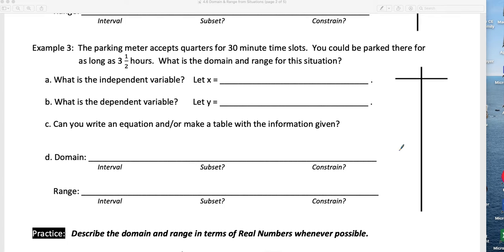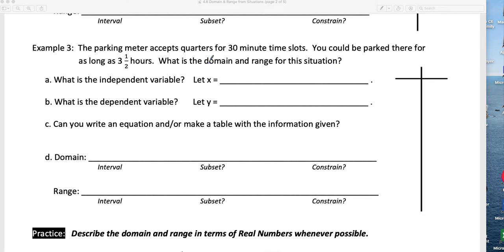Okay. A parking meter accepts quarters for 30-minute time slots. So every 30 minutes, I have to put a quarter in this parking meter. Or I have to put enough quarters to cover how much time I'm going to be in there. You could be parked there for as long as 3.5 hours. What is the domain and what is the range?